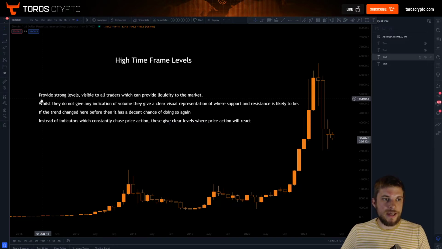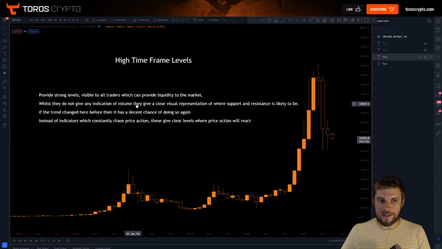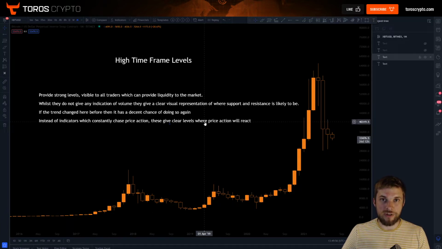They provide strong levels visible to all traders, which can provide liquidity to the market. Whilst they do not give any indication of volume, they give a clear visual representation of where support and resistance is likely to be. If trend has changed here before, then it has a decent chance of doing so again. Instead of indicators which constantly chase price action, these give clear levels where price action will react.